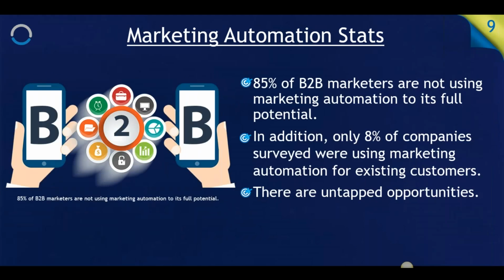85% of B2B marketers are not using marketing automation to its full potential. This is actually an interesting fact. In addition, only 8% of companies surveyed are using marketing automation for existing customers. So we're talking about agencies and marketing managers and big marketing gurus. So there's a big untapped potential.